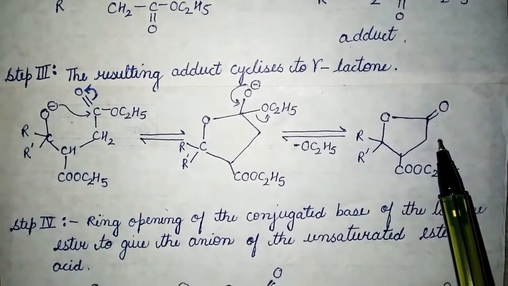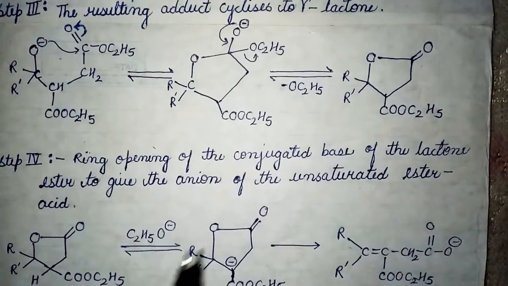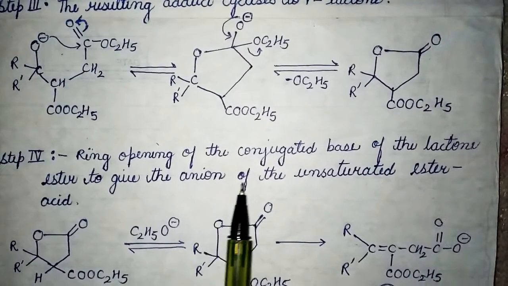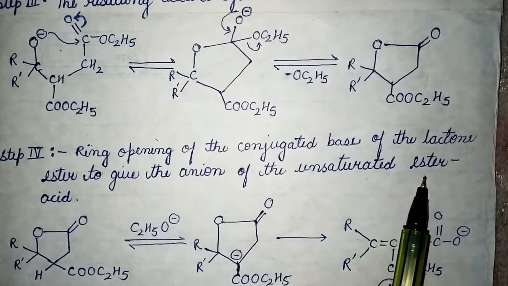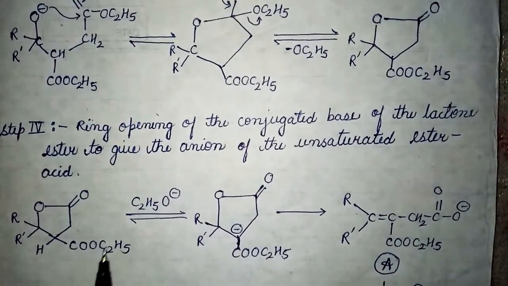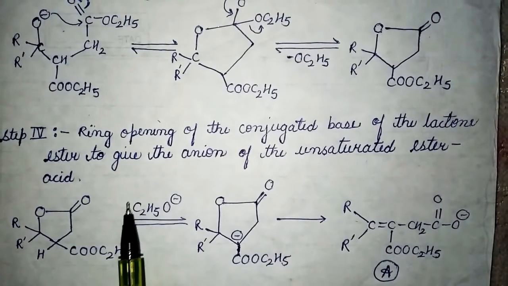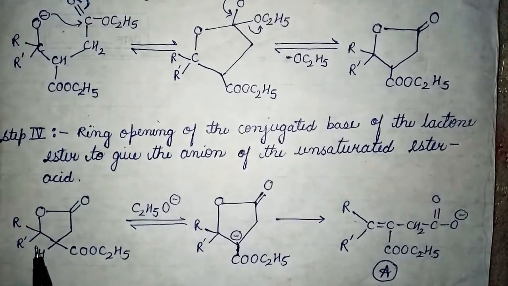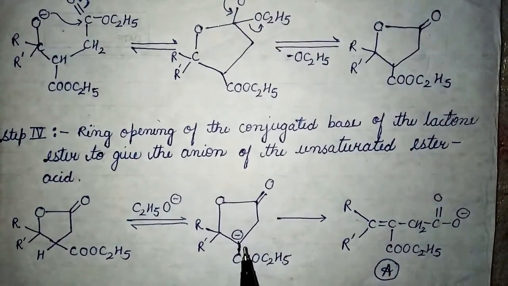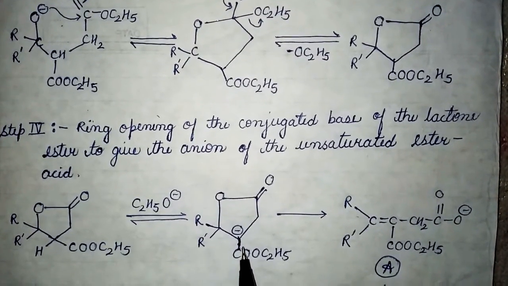So now in fourth step of this mechanism, there is a ring opening of the conjugate base of the lactone ester to give the anion of an unsaturated ester acid. So here you can see that the gamma lactone which gets formed in third step, there will be an abstraction of acidic proton by this base to give the anion of the unsaturated ester acid.